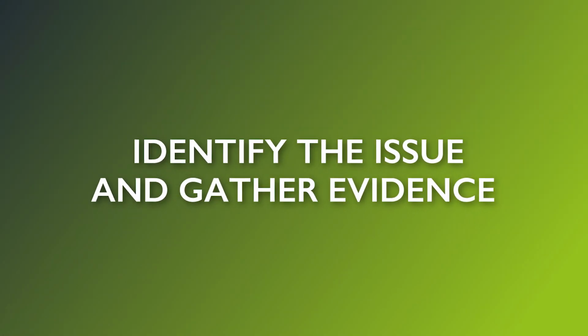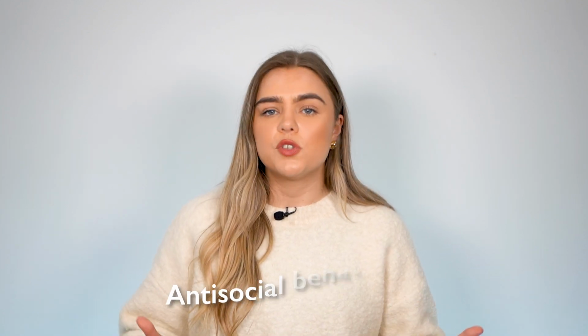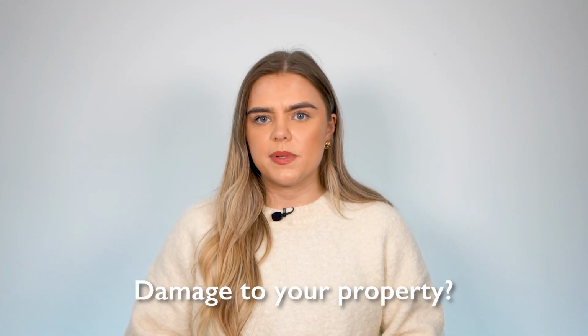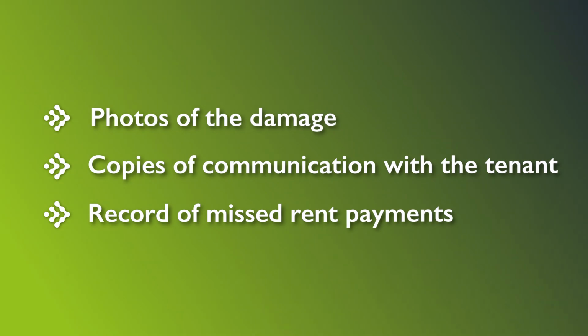So first, identify the issue and gather evidence. The first step in dealing with a problem tenant is to clearly identify the issue. Is it unpaid rent, antisocial behaviour, or damage to your property? Once you've pinpointed the problem, start gathering the evidence. This could include photos of the damage, copies of communication with the tenant, or a record of missed rent payments.